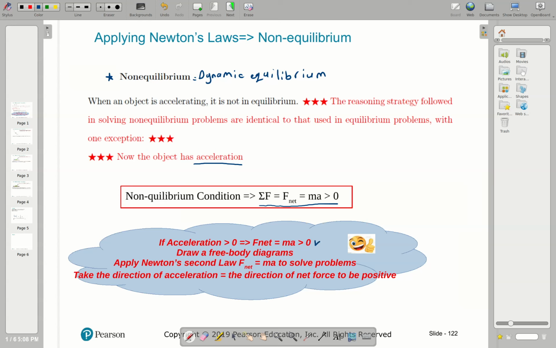Approach to solutions of problems will be similar. We will have Fnet not zero, ma is not zero. We will draw free body diagrams, apply Newton's second law, and solve the problems.